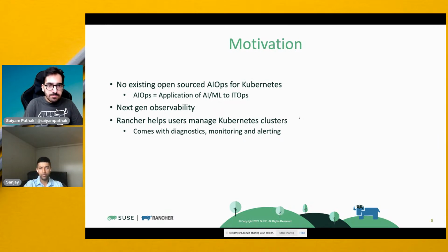And also, naturally, Rancher helps users manage Kubernetes clusters. Rancher comes with diagnostic tools, monitoring, alerting. There's Rancher monitoring that installs Prometheus for you, and you can see metrics and insights into your cluster. There's also Rancher logging. So we just thought that it would be a natural fit to start introducing next-gen observability with Opni.